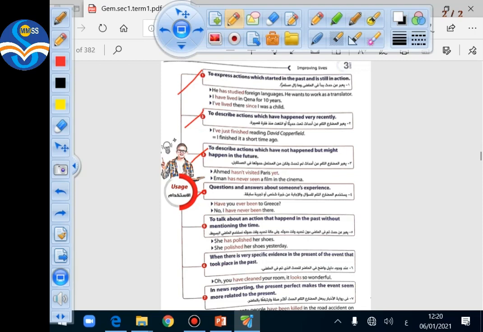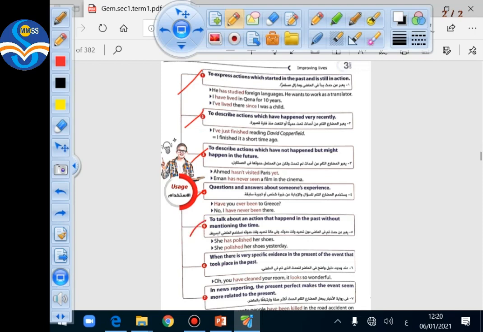Fourth usage, when I ask questions and answers about someone's experience. As we've said before, when you have an experience, that affects your mind. So it's an effect in your life, so that's why we use the present perfect. For example, have you ever been to Greece? Of course, this is an experience. If you have gone to Greece, that might affect your mind, your attitude, your behavior, so this is going to be affecting you. No, I have never been there. So he said I've never been there because he might go.